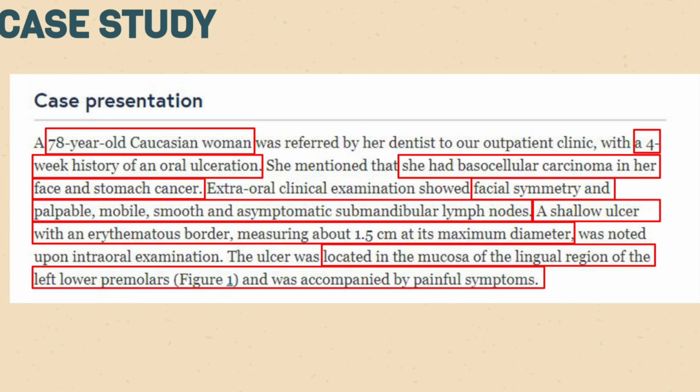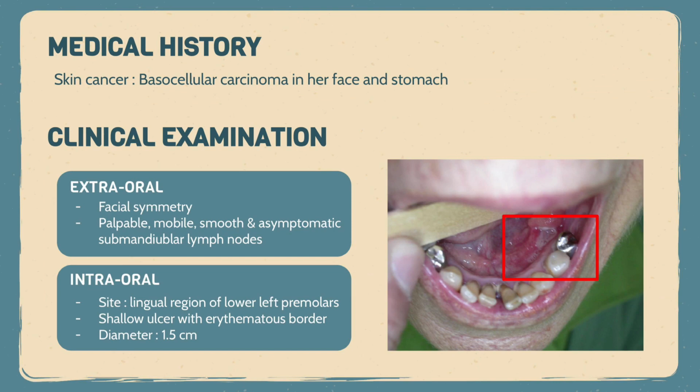Intraoral examination found that the patient has a shallow ulcer with erythematous border with 1.5 cm max diameter. The ulcer was located in the mucosa of the lingual region of her left lower premolars, and she also reported painful symptoms. As for the medical history, the patient reported that she had basal cell carcinoma.